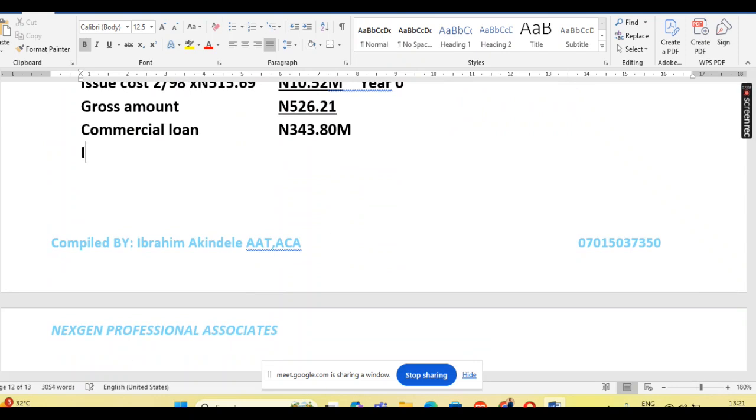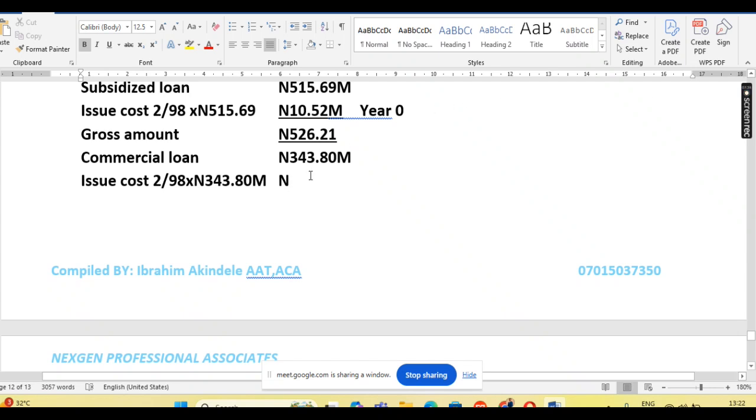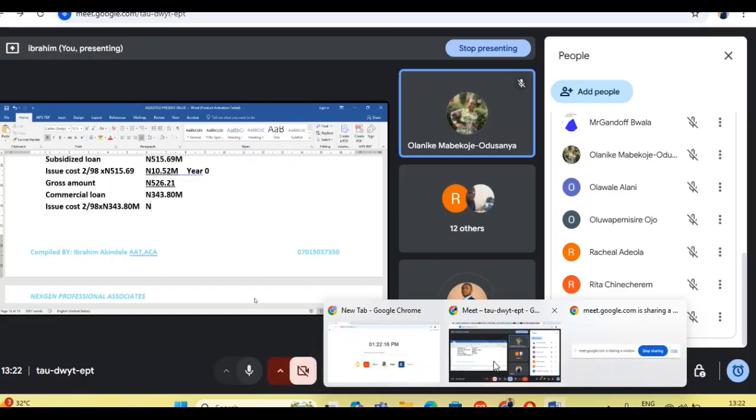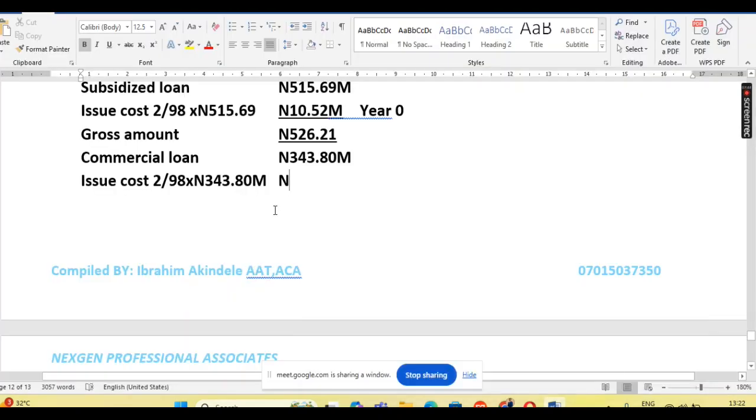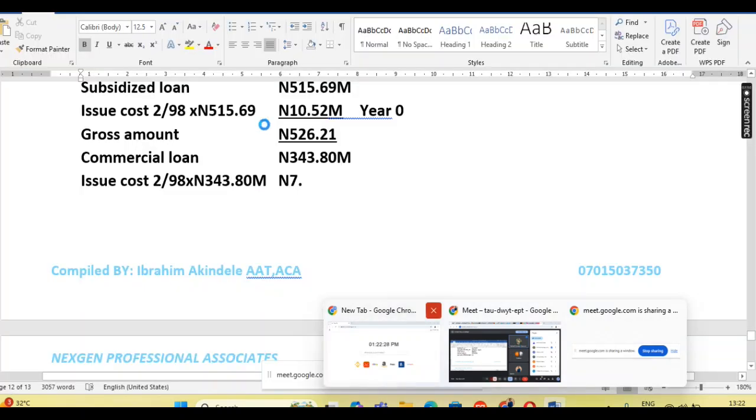So the issue cost is 2%, so 343.80 divided by 98. So what do you have here? 7.02.